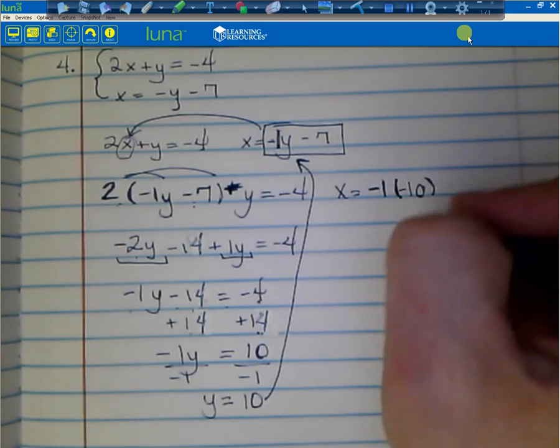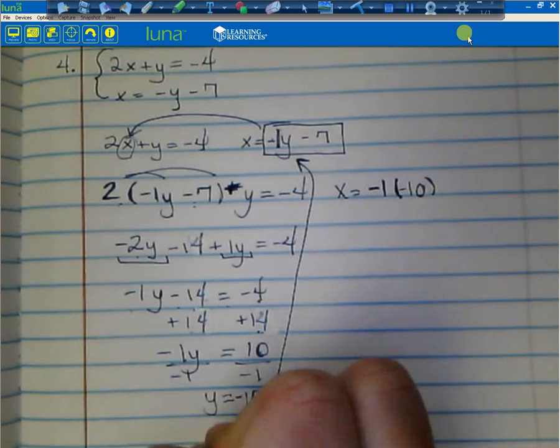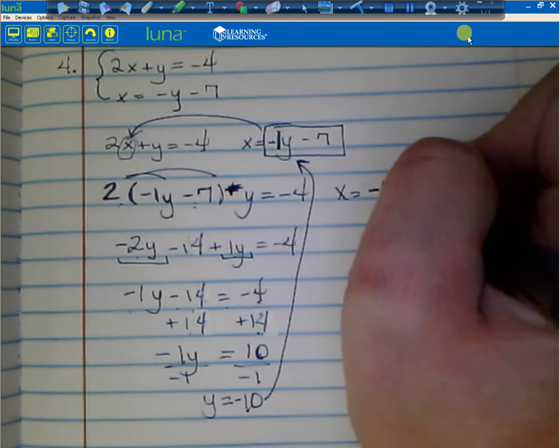Negative 10, because it's, oh geez, I'm sorry. 10 divided by negative 1 is negative 10. So I'm coming back and plugging in a negative 10 here.